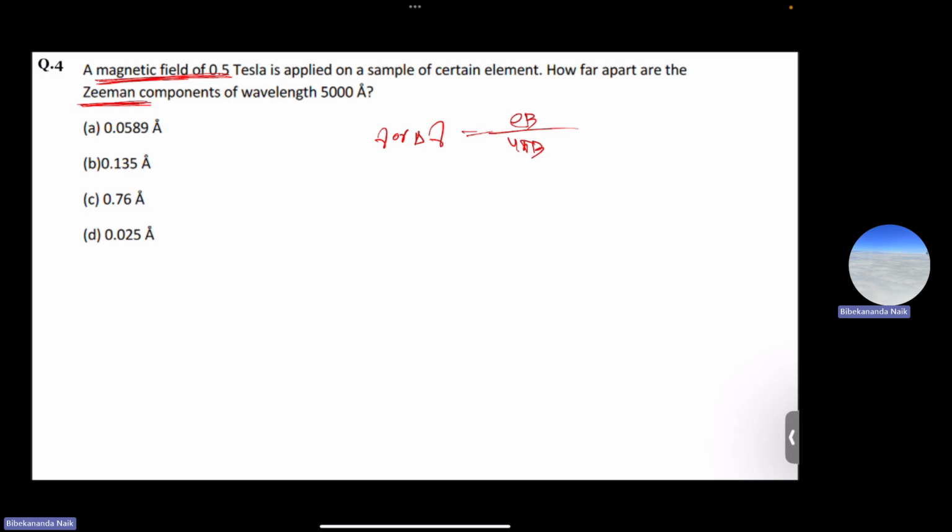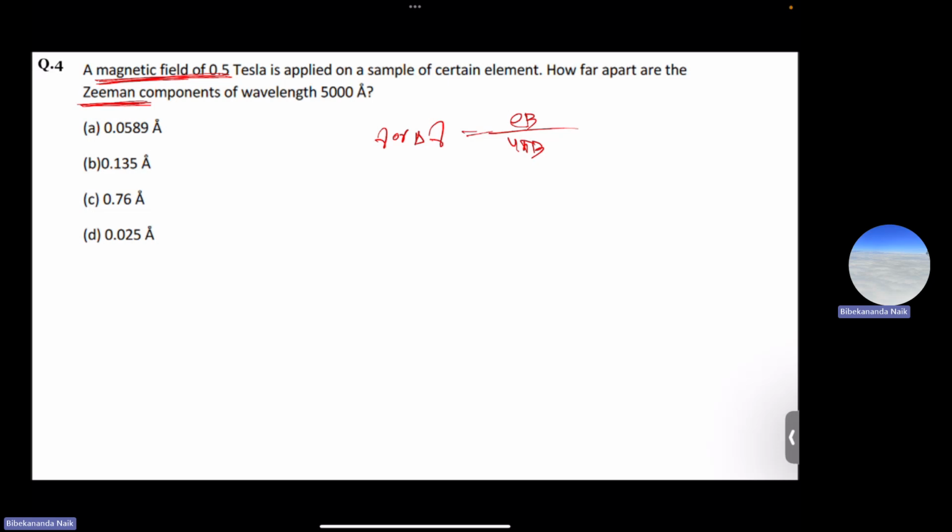Due to the splitting, since more levels are present, we get a number of spectral lines which were not present when there was no magnetic field. For example, there are two types of Zeeman effect: one was the normal Zeeman effect, another was the anomalous Zeeman effect. In the normal Zeeman effect, it was found that one single spectral line splits into three different spectral lines. However, in the anomalous Zeeman effect, it splits into more than three spectral lines which are unequally placed.